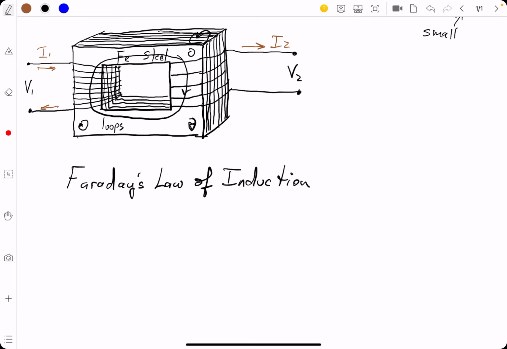That says we've got, let's just deal with our V2 for a second. So V2 is equal to, and we'll call this side N2, this side N1. So V2 is equal to minus N2 times delta phi over delta T. All right, so that's the first one. But we're going to do the same thing on the other side for V1, and that's equal to minus N1 delta phi over delta T.